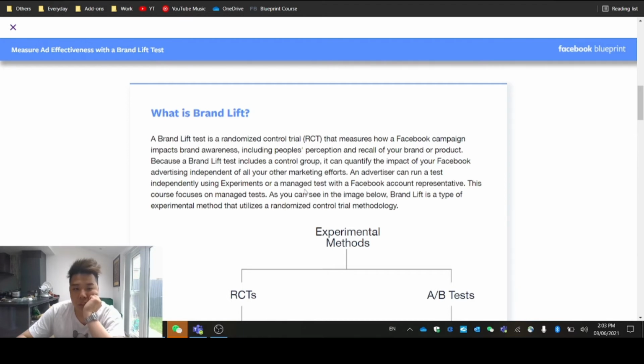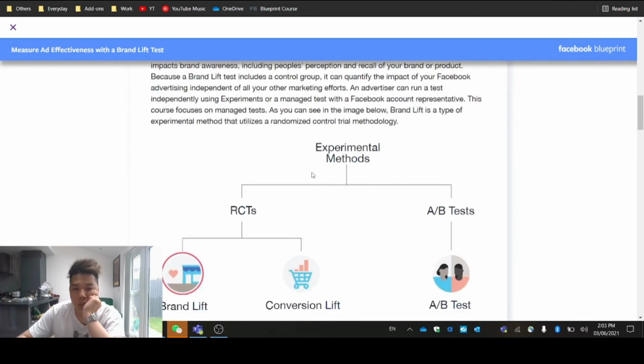Because a brand lift test includes a control group, it can quantify the impact of your Facebook advertising independent of all your other marketing efforts. An advertiser can run the test independently using experiments or manage tests with a Facebook account representative. This course focuses on the managed test. As you can see in the image below, brand lift is a type of experimental method that utilizes a randomized control trial methodology.